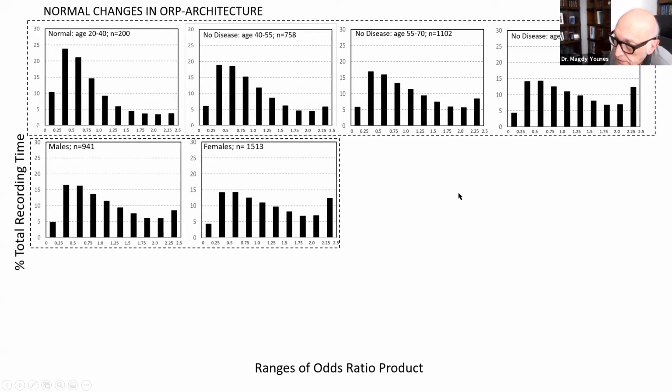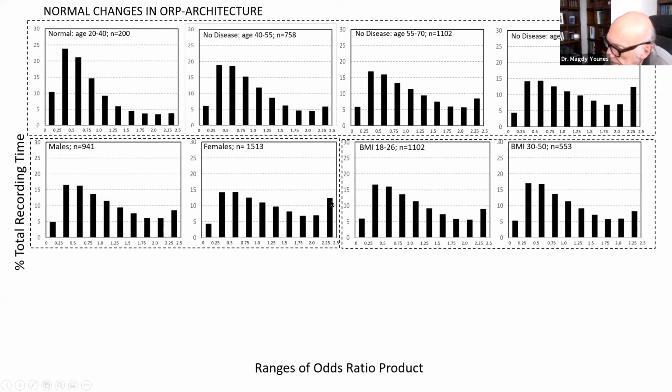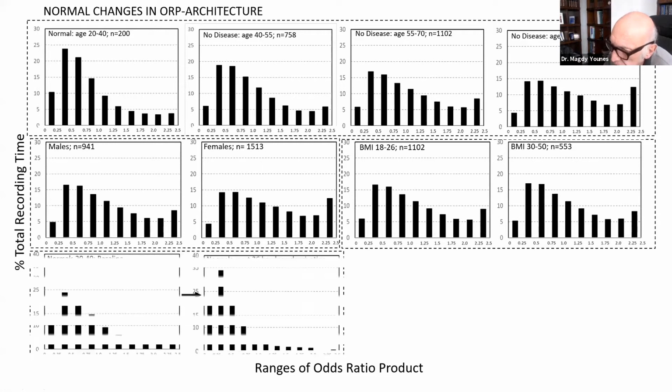The effect of gender: 941 females and 15 males and 1,500 females. Again, we see these females have less sleep pressure. And so you can see they have less very deep sleep and more full wakefulness. Now, this is BMI, which had nothing to do with sleep.